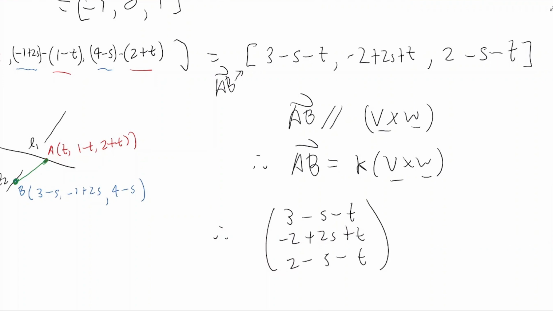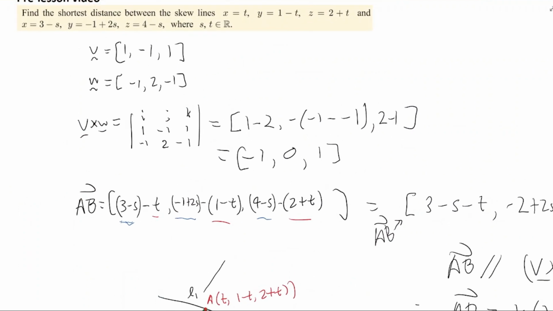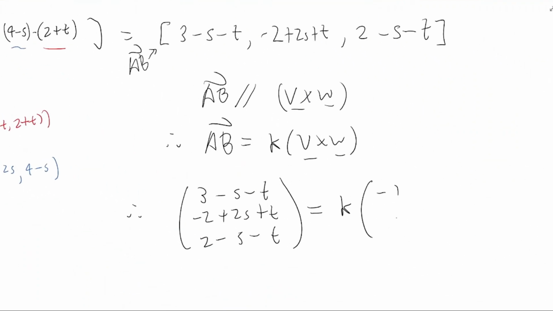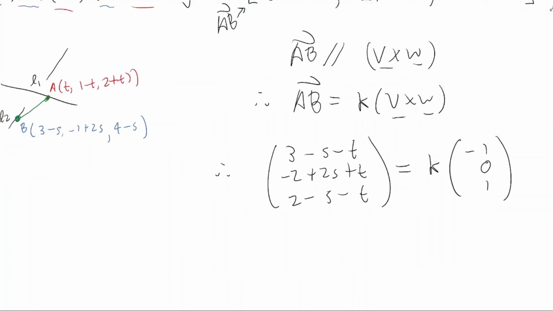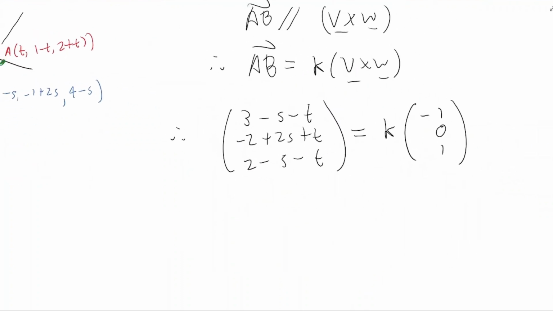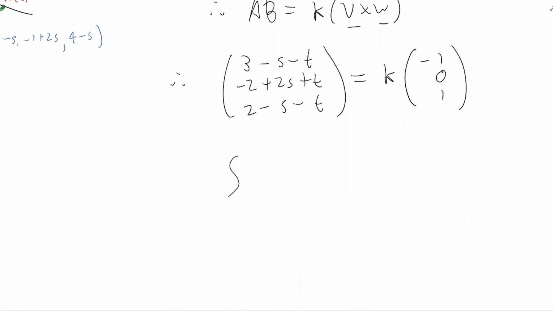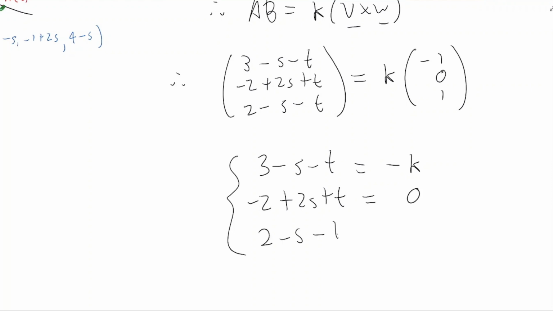So this is the vector AB, and it equals K lots of that other vector we found, V cross W, which is -1, 0, 1. All right, so now we can step this off into 3 equations. So let's break this up. I get 3 - S - T = -1 lot of K. I get -2 + 2S + T = 0 lots of K. And I get 2 - S - T = 1 lot of K there.